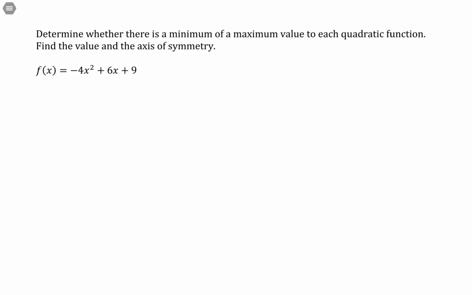Determine whether there is a minimum or maximum value to each quadratic function. Find the value and the axis of symmetry. Here we have f of x equals negative 4x squared plus 6x plus 9. So first off, let's talk about the minimum or maximum value.